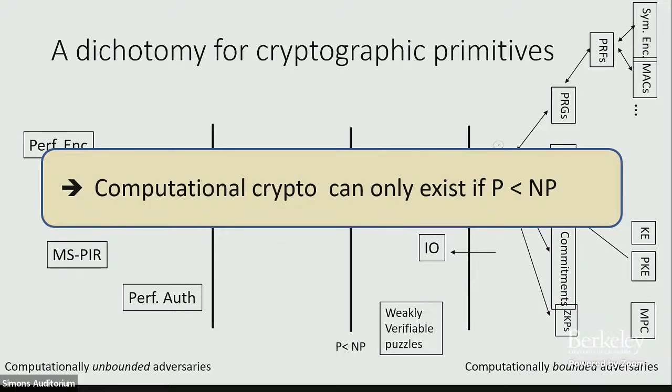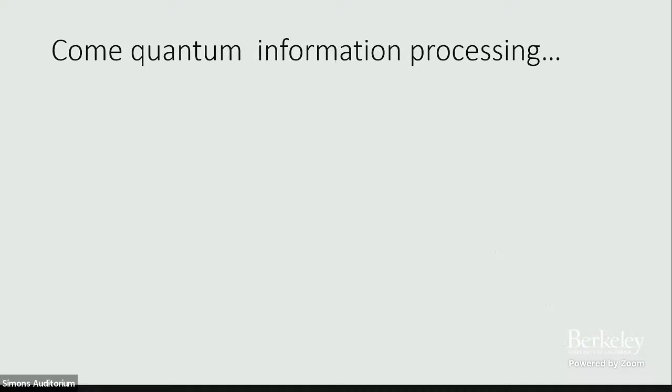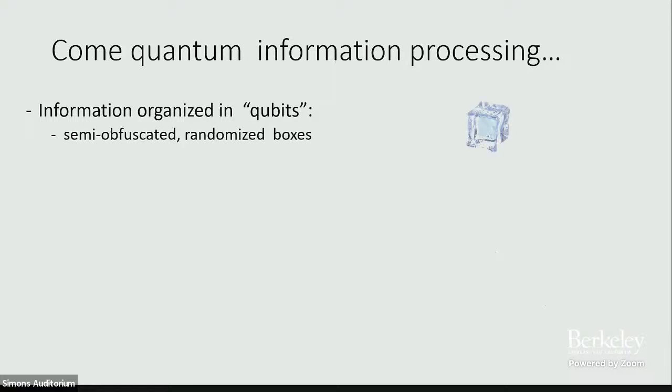So anyway, quantum information processing is what it is. The information is organized in this strange thing called qubits, right? No one really cringes when I talk about it this way, but anyway, these are semi-obfuscated randomized boxes, right?